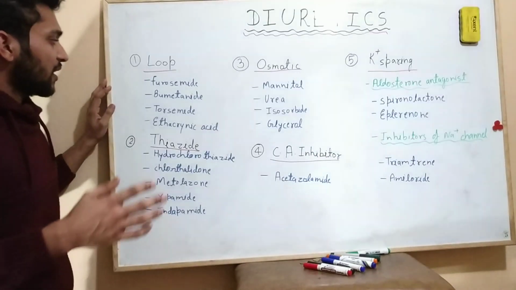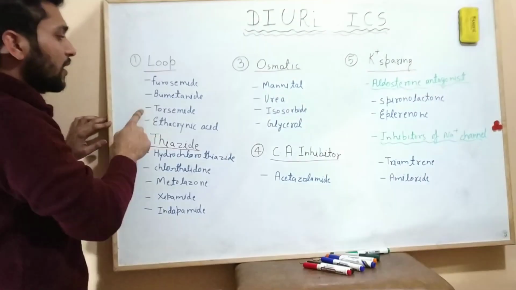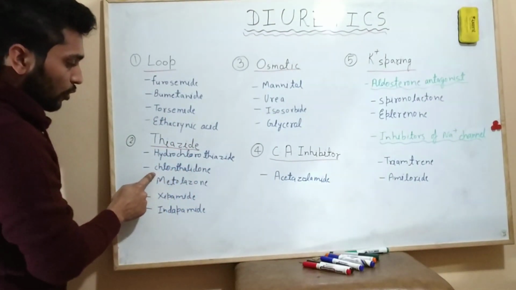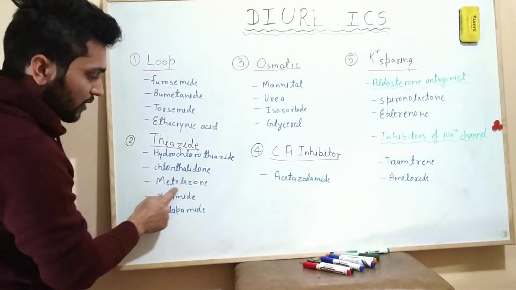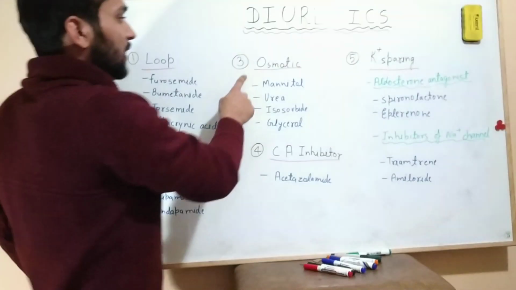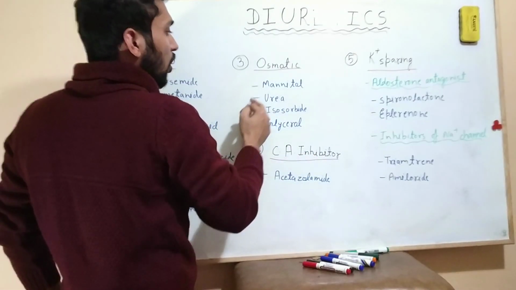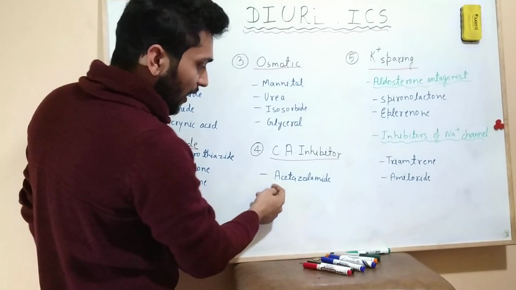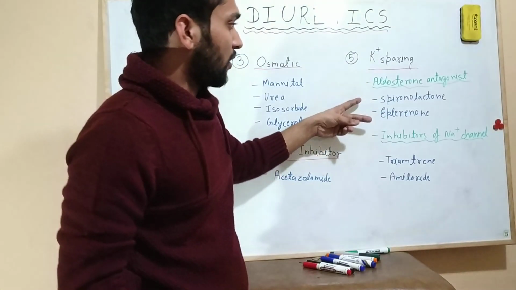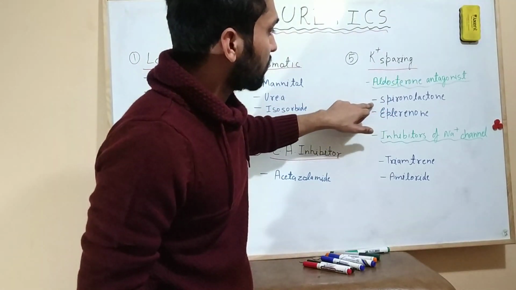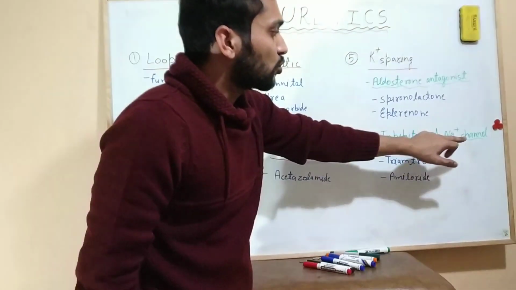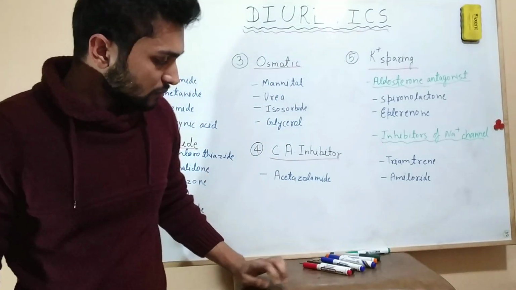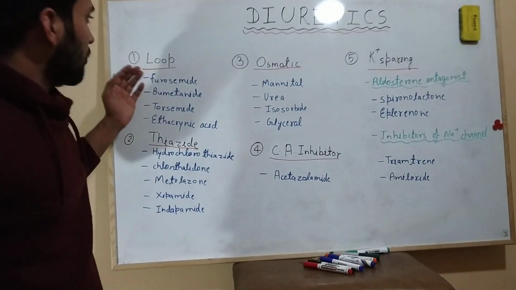In the loop diuretics there are 4 drugs: furosemide, bumetanide, torsemide, and ethacrynic acid. In the thiazide there are 5 drugs: hydrochlorothiazide, chlorthalidone, metolazone, xipamide, and indapamide. In the osmotic diuretic there are 4 drugs: mannitol, urea, isosorbide, and glycerol. For the carbonic anhydrase inhibitor, the 4th type, there is acetazolamide. For potassium sparing diuretics, I already told, there are 2 aldosterone antagonists, spironolactone and eplerenone, and for inhibitors of sodium channel there are 2, triamterene and amiloride. So these are the 5 types of diuretics. So let's begin and discuss loop diuretics.